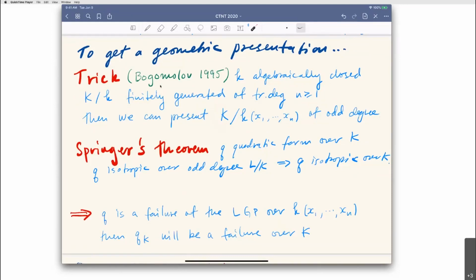But then you use Springer's theorem that says that if you have a quadratic form and an odd degree extension, then the odd degree extension does not hurt the non-existence of a zero. If you have a quadratic form that's anisotropic over a field, then it remains anisotropic over your odd degree extension. So what we get from this trick of Bogomolov and Springer's theorem is that if you have a failure of the local-global principle over a purely transcendental field, then bringing it up to your function field K via an odd degree extension, you will get a failure of the local-global principle over K. So we've essentially reduced ourselves to just working over the purely transcendental extension.